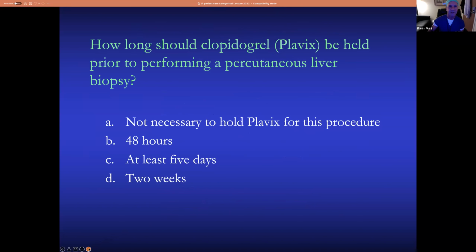So question: how long should clopidogrel, Plavix, be held prior to performing a percutaneous liver biopsy? The answer is at least 5 days. Plavix is basically an irreversible antiplatelet drug, and the half-life of platelets is 5 to 9 days. So really the only way to minimize or eliminate the coagulopathy is to go through the short half-life of platelets, so we have platelets present that are not affected by the Plavix. So 5 days, ideally.